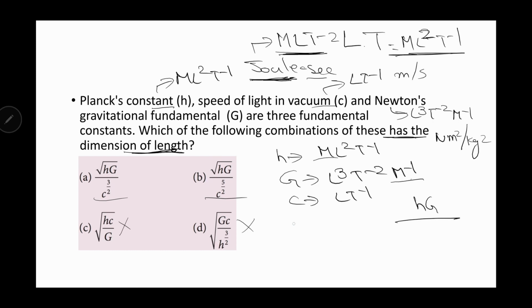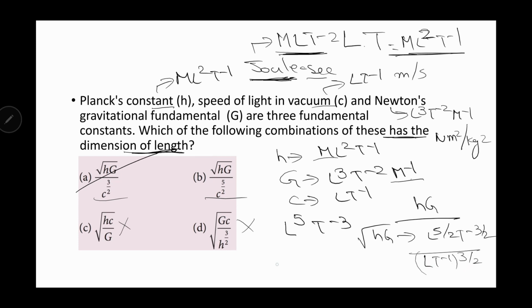So if you multiply h into G, let's see what happens. It becomes L to the power 5 into T to the power minus 3. Now if you look closely, then the first option is the option that we are looking for. Why? Because root over hG will have the dimension of L to the power 5 by 2 T to the power minus 3 by 2, and the dimension of the speed of light is L T to the power minus 1, whole to the power 3 by 2, and if you just calculate, we will have L as the final dimension. So A is our correct option.